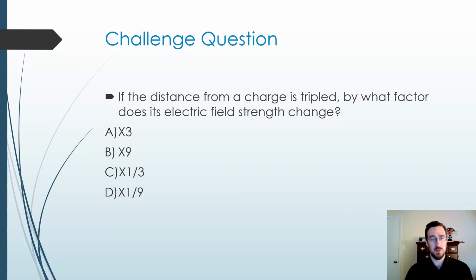Time for a challenge question. If the distance from a charge is tripled, by what factor does its electric field strength change? If you're thinking 1/3, because it's 3 times as far away, that's actually wrong. It's 1/9, because in the equation for electric field strength, it's kq over r squared. So it's an inverse square relationship, just like the law of gravitation, just like Coulomb's law. So it'd be 1 over 3 squared, which is 9, so 1 over 9.